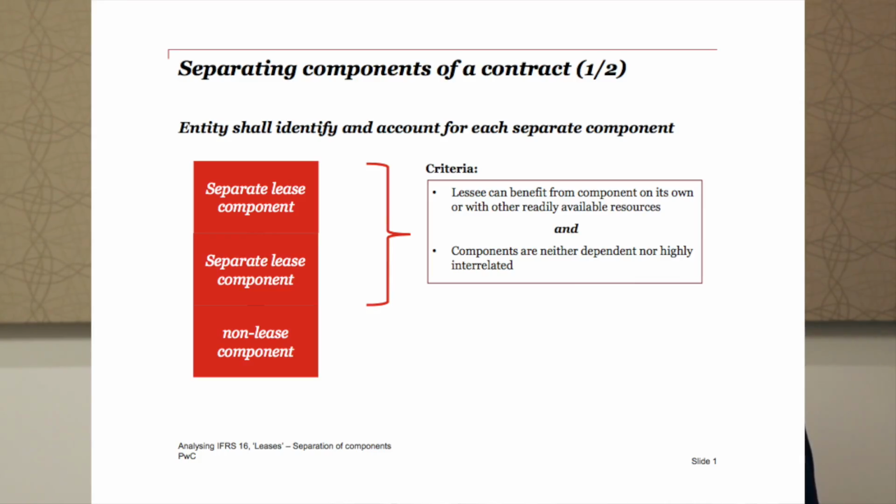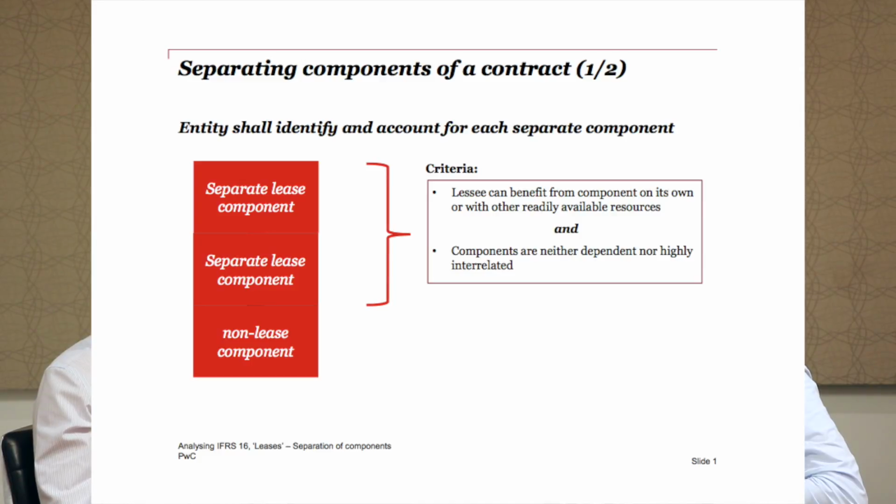Holger, what does the standard tell us in terms of how to account for these multiple element arrangements? Well, IFRS 16 requires each separate lease component to be identified and to be accounted for separately. A lease component, or the right to use an asset, is a separate lease component if two criteria are met. First, the lessee must be able to benefit from that asset either on its own or together with resources that are readily available. Second, the asset must not be highly dependent on or highly interrelated with any other underlying asset in that contract.